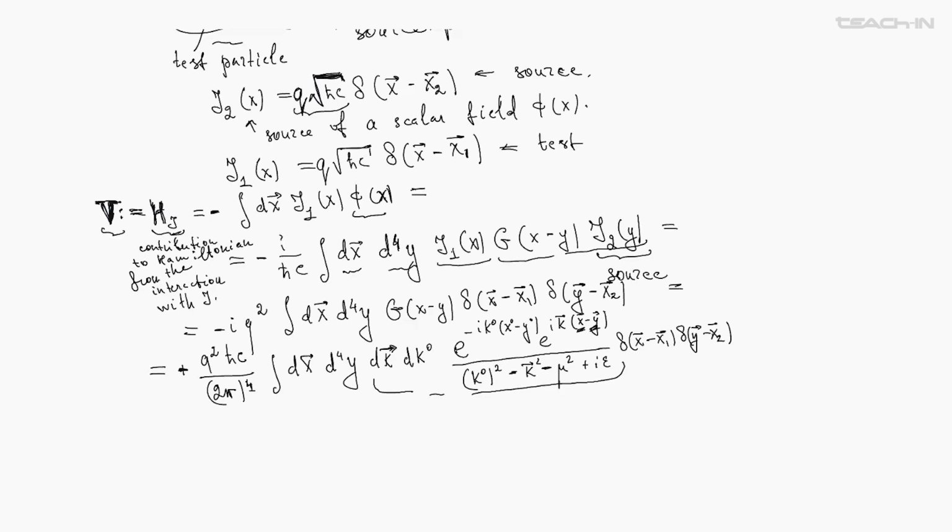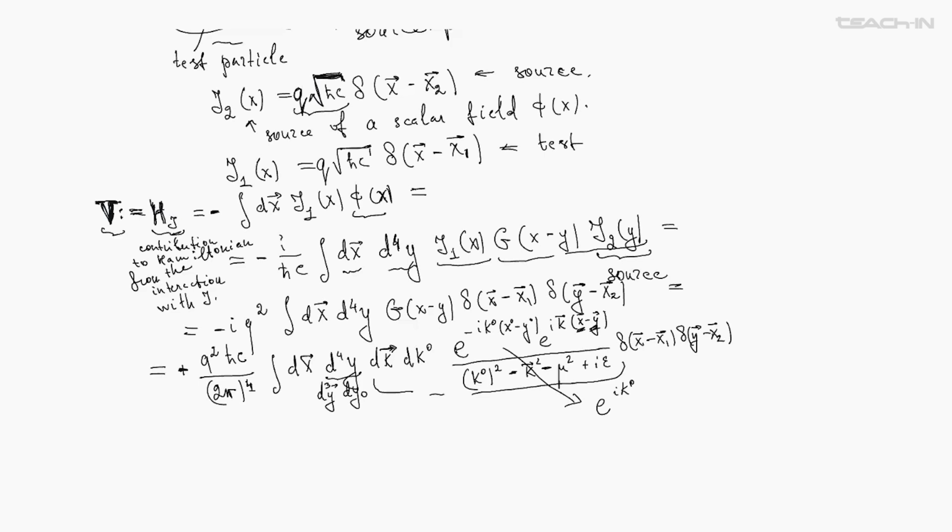Let's see, not over k0, over y0. So if you write this measure here as d3y dy0, then you can integrate over y0, because y0 comes only with this exponential here. So this is the only exponential which depends on this variable y0. So it is exponential of i k0 y0, and there is no y0 anywhere else.